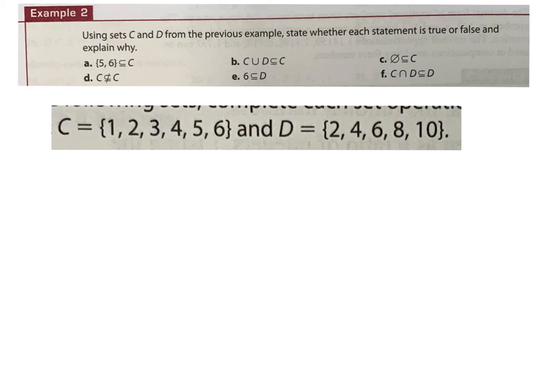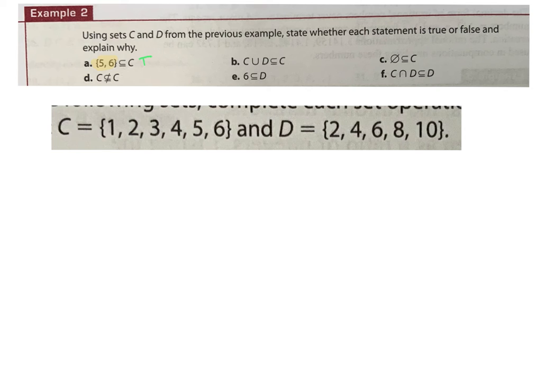All right, so for this set, we have C, which was 1, 2, 3, 4, 5, 6, and D, which was 2, 4, 6, 8, 10. All right? They want to know if 5, 6 is a subset of C. So if I were to look at just the set 5, 6, they want to know, is this a subset of C? Well, let's look at C. Does C include that entire set of numbers, 5, 6? Yes, the set C includes 5, 6. So we're going to say, yeah, this is absolutely true. This is a true statement here. That's true. All right, everybody see what we're doing?